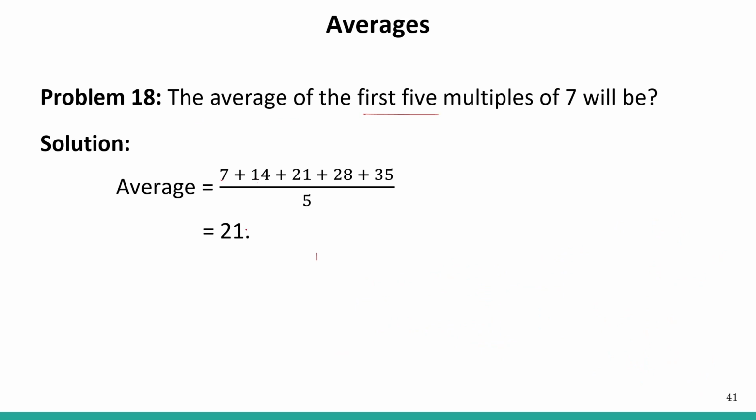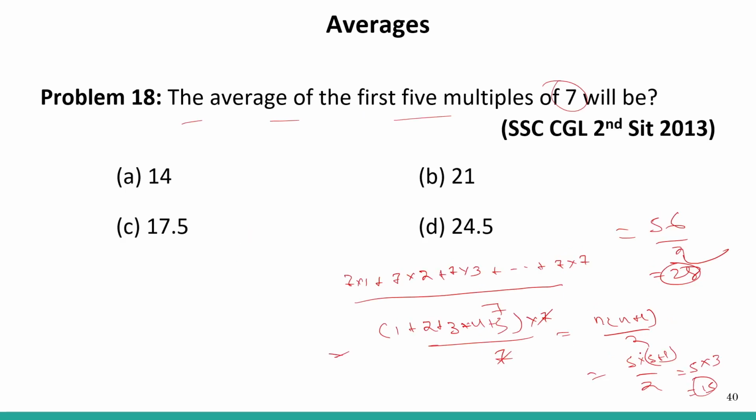So 7 plus 14 plus 21. So this is not the correct one. So the correct answer will be 15. Okay, so there is a typo here. This should be 15 and this will be the correct one.